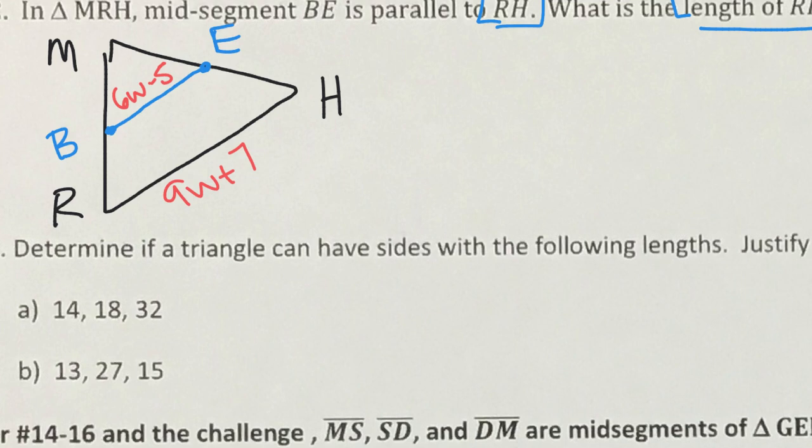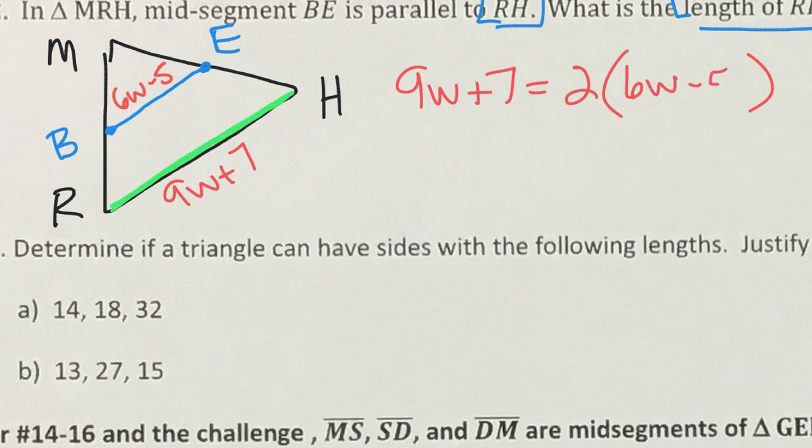Once again, we said that this was the base, right? So you should recognize this as a midsegment problem. The base of 9W plus 7 equals 2 times the midsegment. And in this case, our midsegment is 6W minus 5. Base equals 2 times midsegment. So our base length equals 2 times the midsegment length. Now we're going to do algebra in order to solve this for W. So we're distributing the 2, multiplying both of those things by 2.